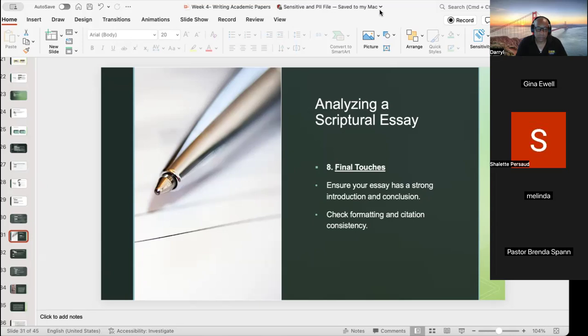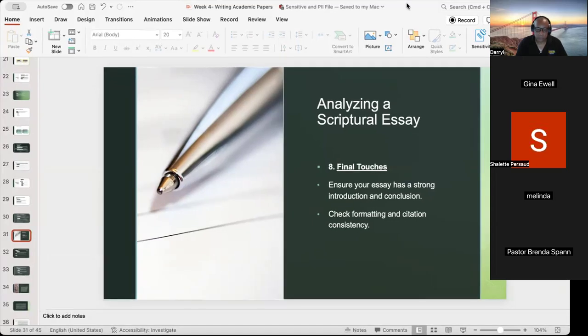So the reason why I ask for your papers to be double spaced is because it makes editing a whole lot easier for me. It's really hard to edit when the lines are all mushed up against each other. So do your best, please.